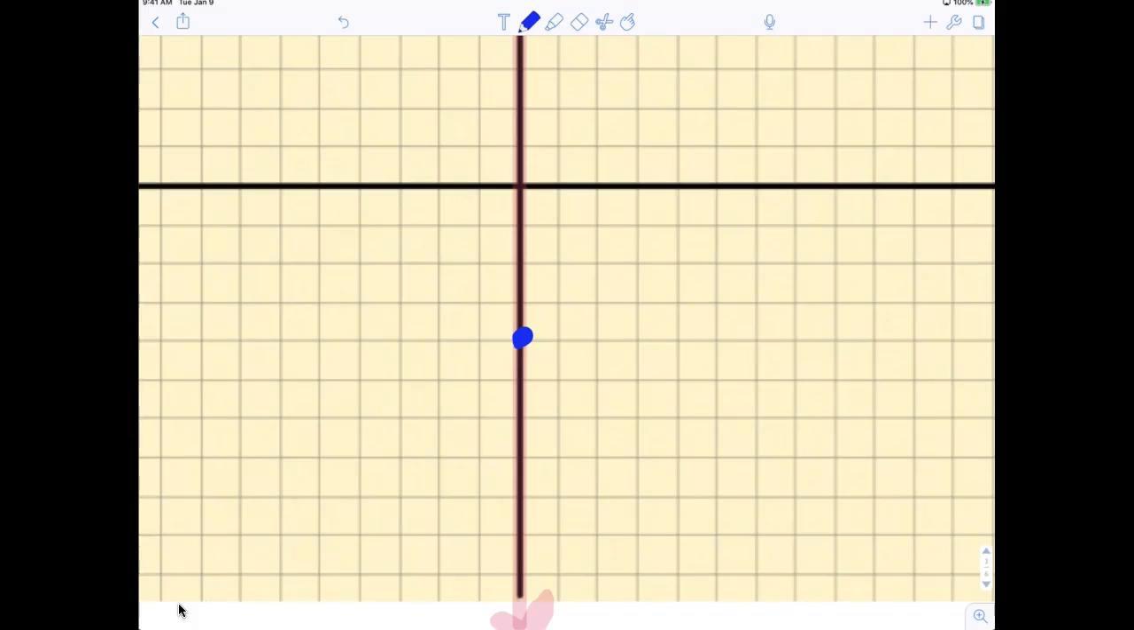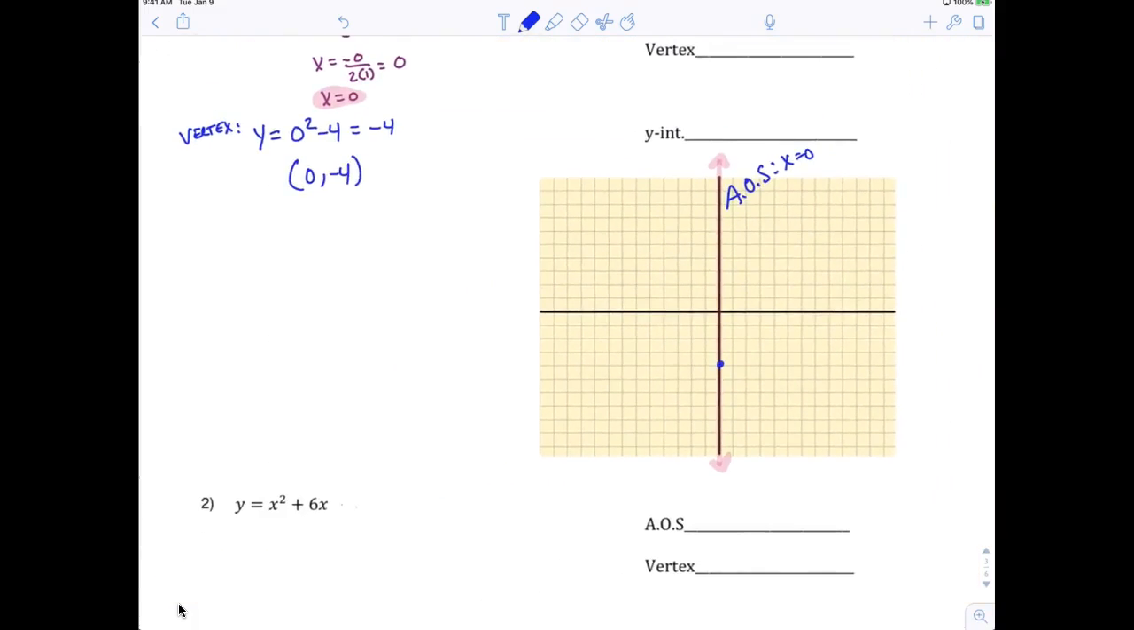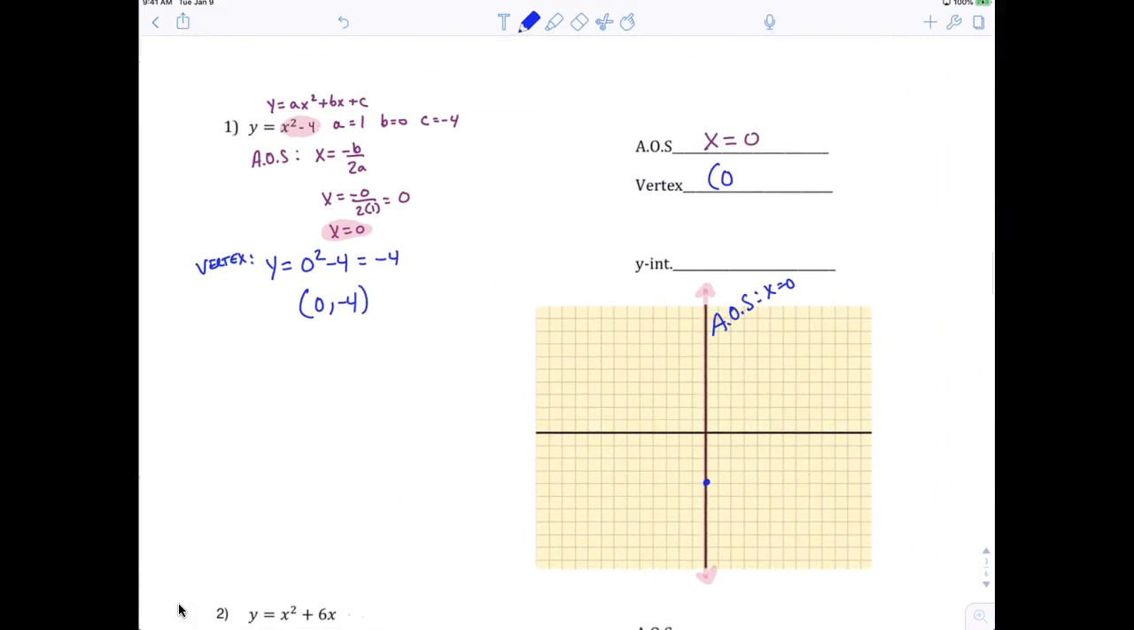All right? Now, vertex 0, comma, negative 4. Now, your y-intercept, very good, thank you very much, is 0, c. So in this case, it's going to be 0, comma what? Negative 4. Now we have a problem because the vertex and the y-intercept are the same, right? So now we have to substitute in 1, right?